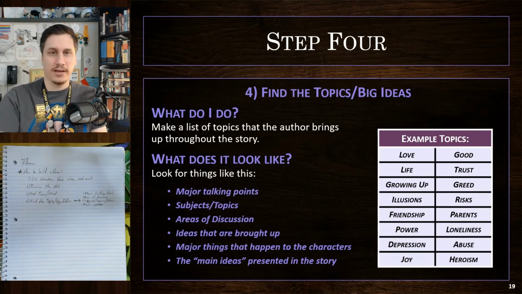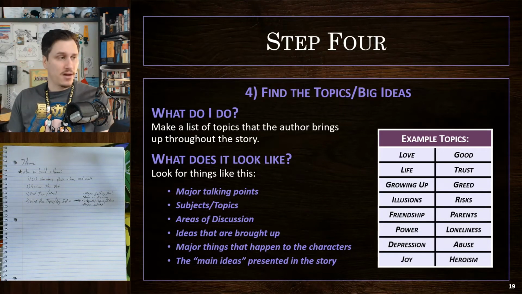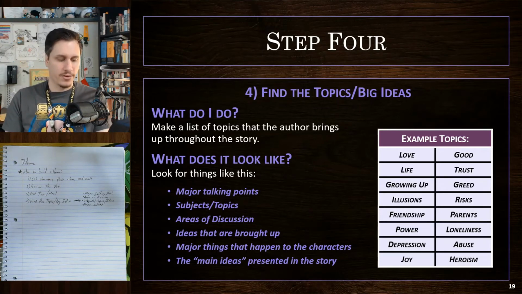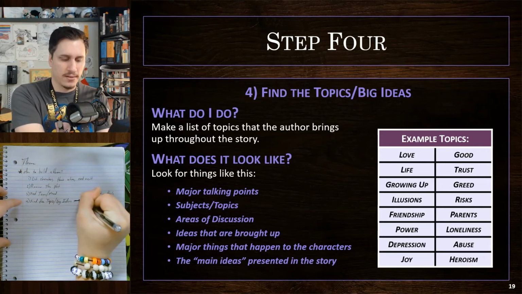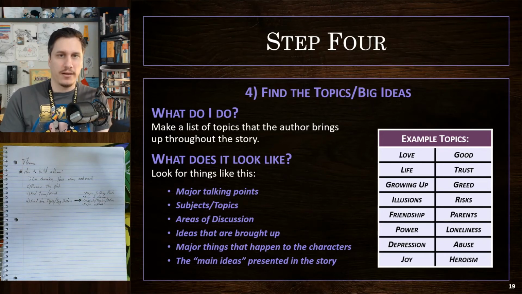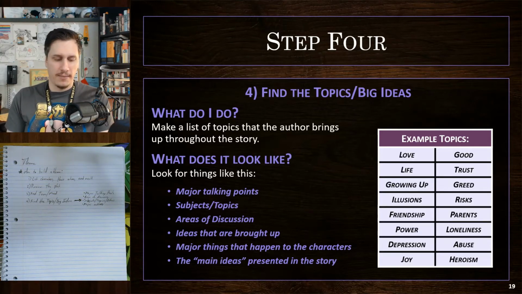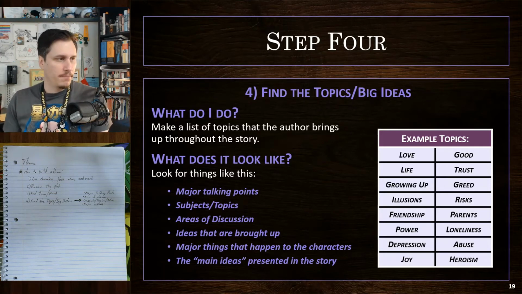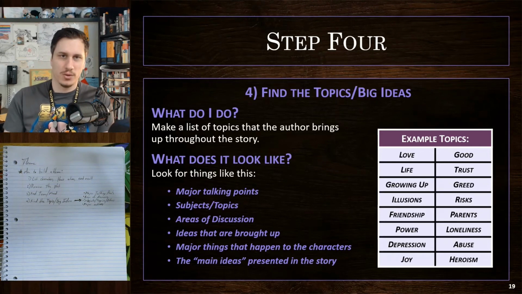Okay, now to give you a quick little demonstration, these are the topics that I had earlier: risks, parents, loneliness, friendship, illusions, growing up, greed, trust, friends, life, love, all that other garbage. All of those are topics. Now, topics are usually maybe 1 to 3 words. Usually they're 1 to 2 words, like growing up. Love and hate could work, I guess. But usually topics are going to be really short and sweet, whereas themes are going to be sentences. Okay.